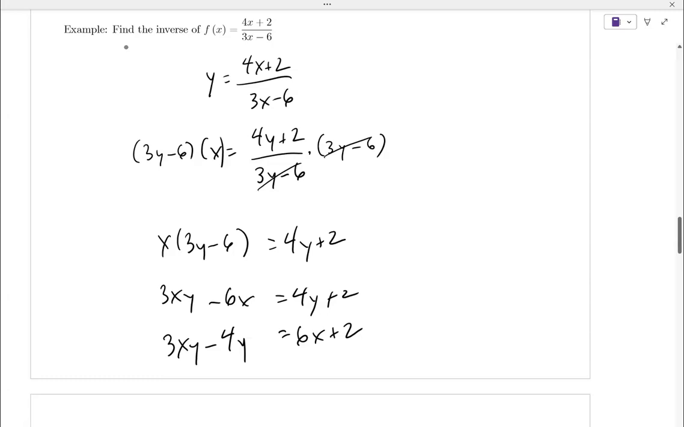Good. Remember, we're trying to isolate the y. If I want to isolate the y, I need to get all the y's on one side. What does that allow us to do now on the left-hand side that we couldn't do before? It's factor, right? I need to factor the y out. Y times 3x minus 4 equals 6x plus 2. Now, finally, to be able to solve for y, what should we do? Yeah, just divide by the 3x minus 4.